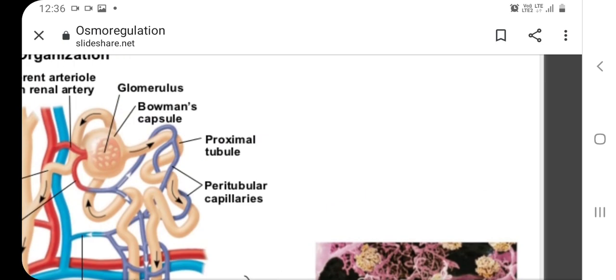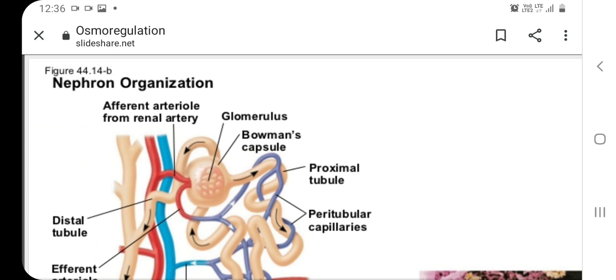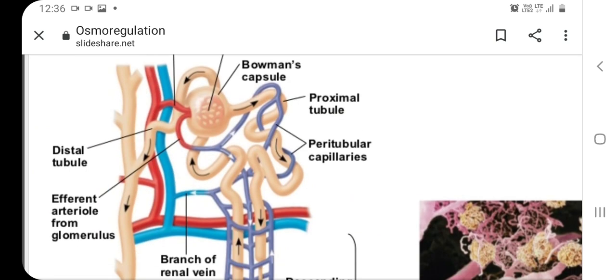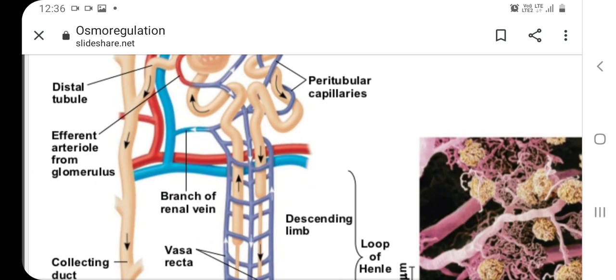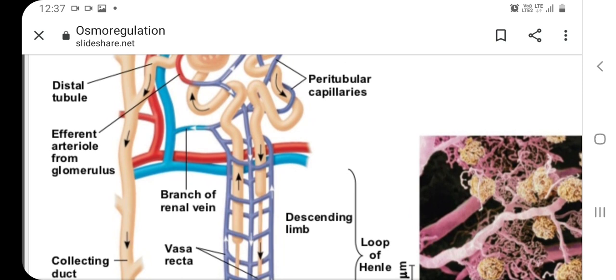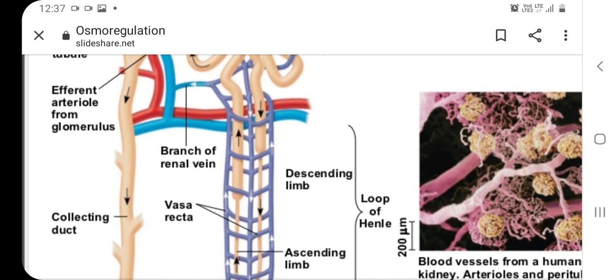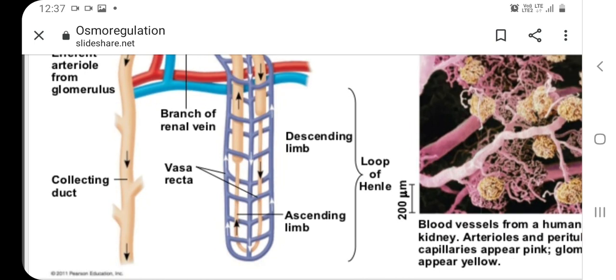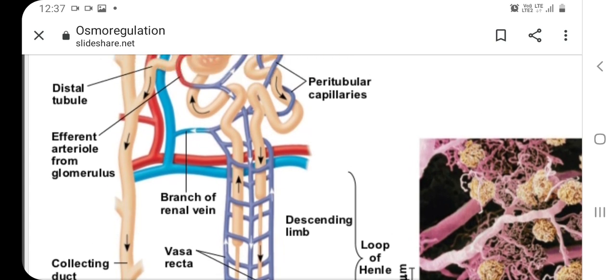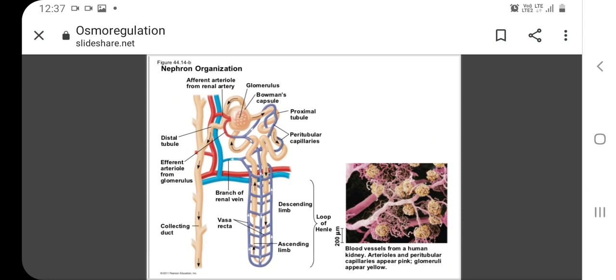This is a typical structure of a nephron. In the nephron organization, we can see the glomerulus and the Bowman's capsule. Inside the glomerulus, we can see the arteries and capillaries entering. There is the distal tubule, Bowman's capsule, peripheral capillaries, the arteries and the venules, the ascending limb and the descending limb, the loop of Henle, vasa recta, the collecting duct, and the distal tubule.